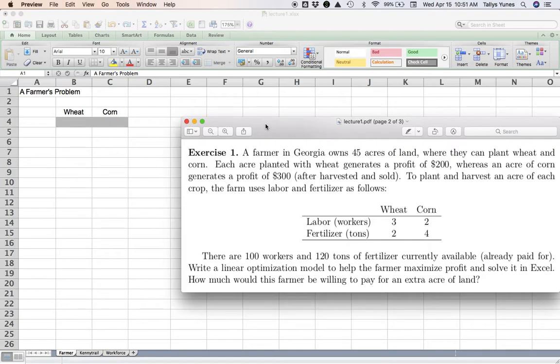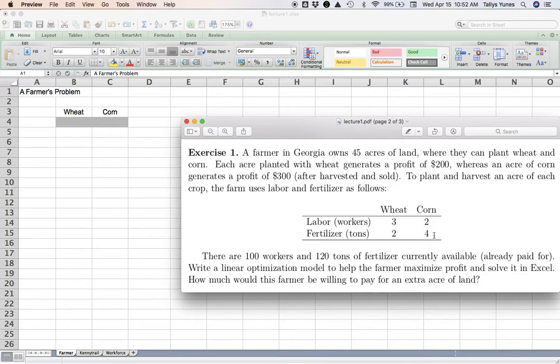Here's the story. Let's say there's a farmer and they own 45 acres of land where they can plant one of two crops, wheat and corn. To plant these crops, they're going to use two resources, labor and fertilizer. Right? Every acre planted with wheat needs 3 units of labor. You can think of that as workers or hours. And 2 units, in this case, tons of fertilizer. The corresponding numbers for corn are 2 units of labor and 4 of fertilizer.